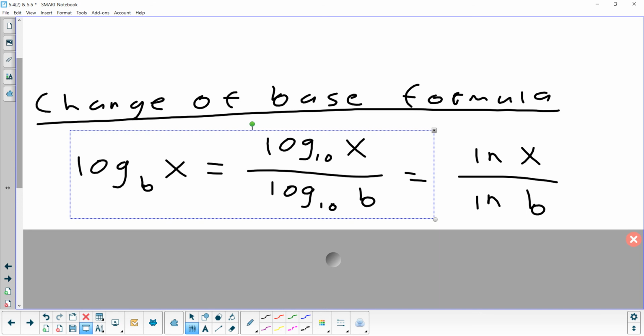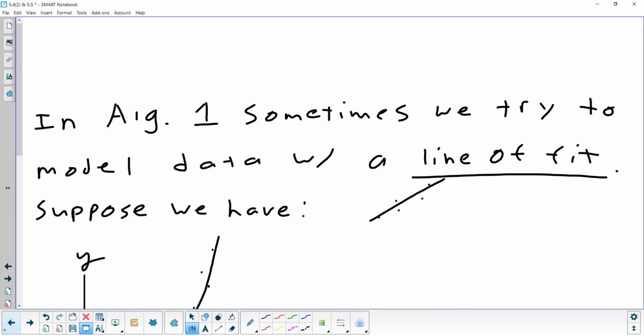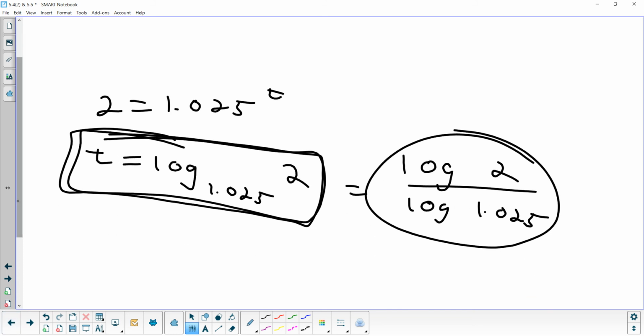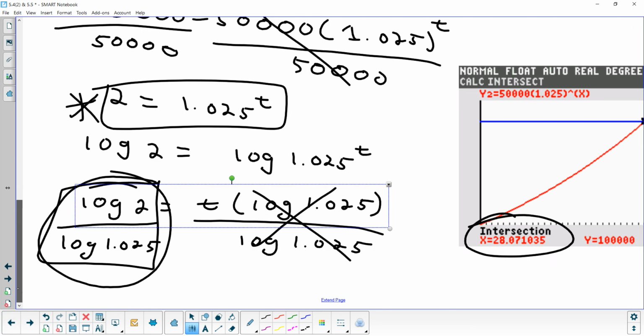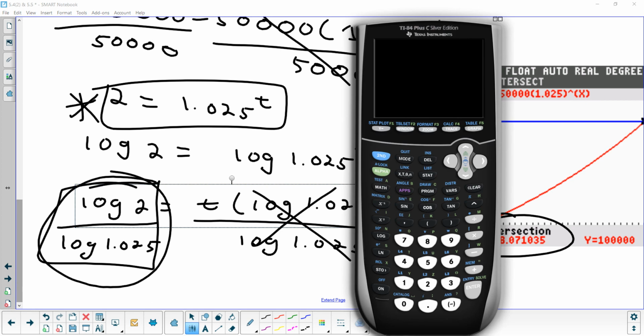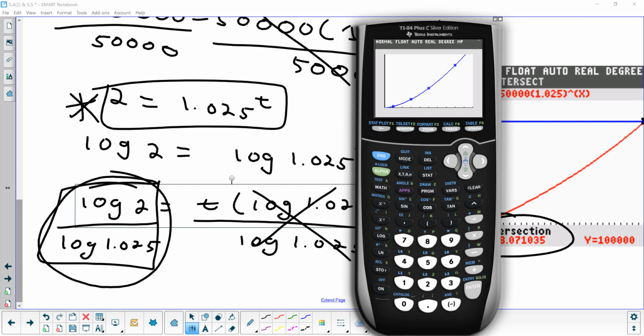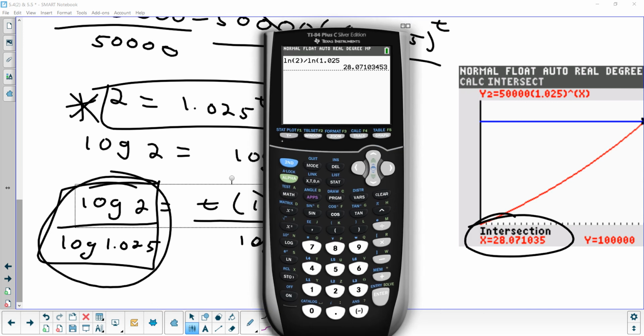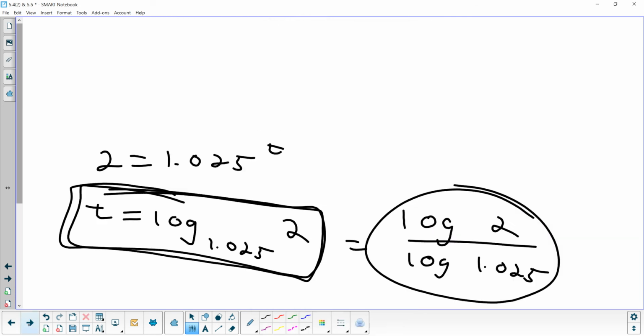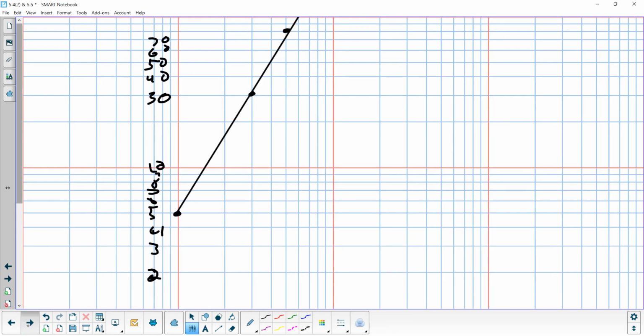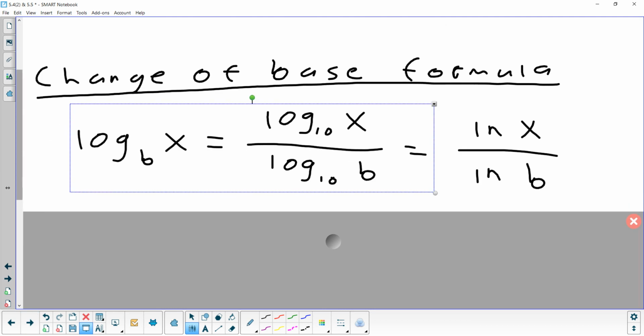Okay, let me go back to the problem we solved algebraically. Let me type it in as an ln. So what did we get? 28.07. Let me type in ln 2 divided by ln of 1.025. It's exactly the same answer that we got. So what I usually do is just pick one way to remember and do it that way. I usually do log base 10, but if you want to do ln, that works as well.